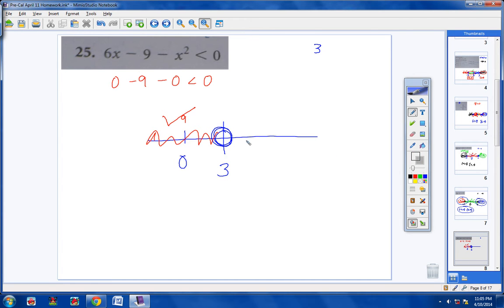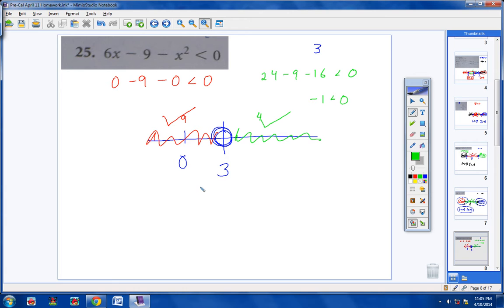Now let's try this section over here. Let's go ahead and try a 4. All right, let's try the number 4. Well, 6 times 4 is 24, minus 9, and then 4 times 4 is 16, so minus 16, less than 0, and that would be 24 minus 25, which is negative 1, and negative 1 is definitely less than 0. So this section here also works, okay? So really the only thing that doesn't work is the number 3, all right?